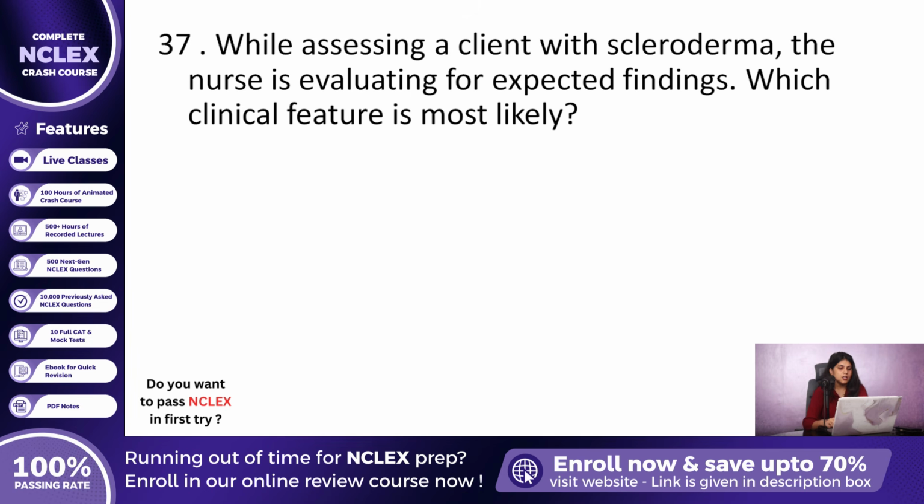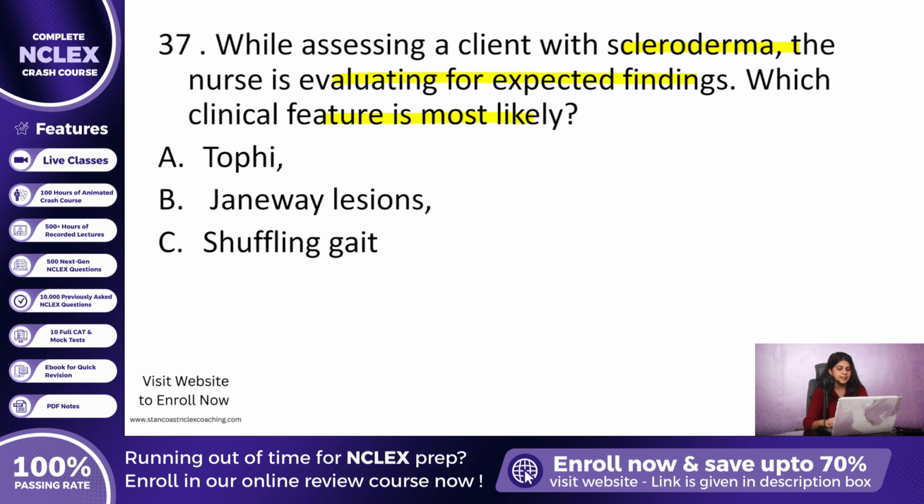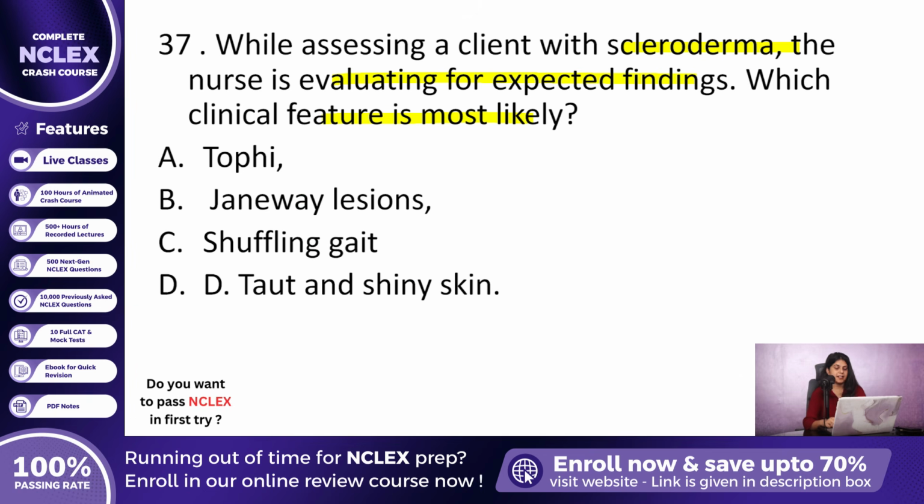Question 37. Now let us assess a client with an autoimmune condition. While assessing a client with scleroderma, the nurse is evaluating for expected findings. Which clinical feature is most likely? The options are A. Tophi, B. Janeway lesions, C. Shuffling gait, or D. Taut and shiny skin. The correct answer is option D.